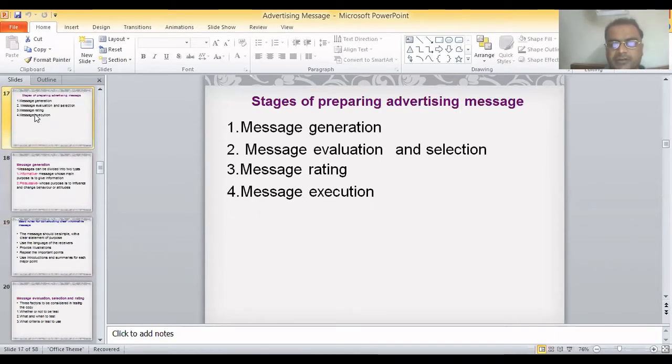Now we will look into the stages of preparing an advertising message. What all stages are involved in preparing advertising messages? So basically there are four stages. The first one is message generation. Then the second is message evaluation and selection. Third is message rating, and finally message execution.